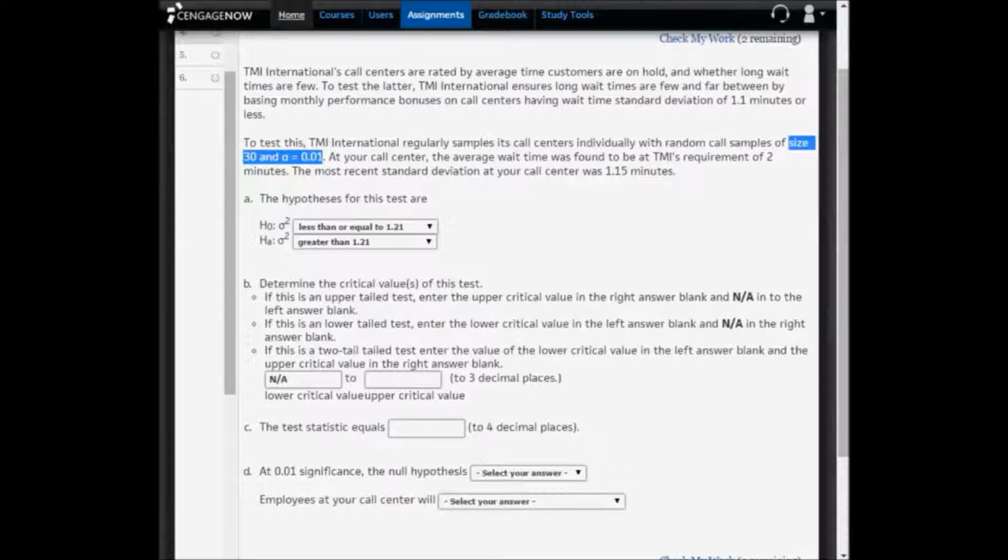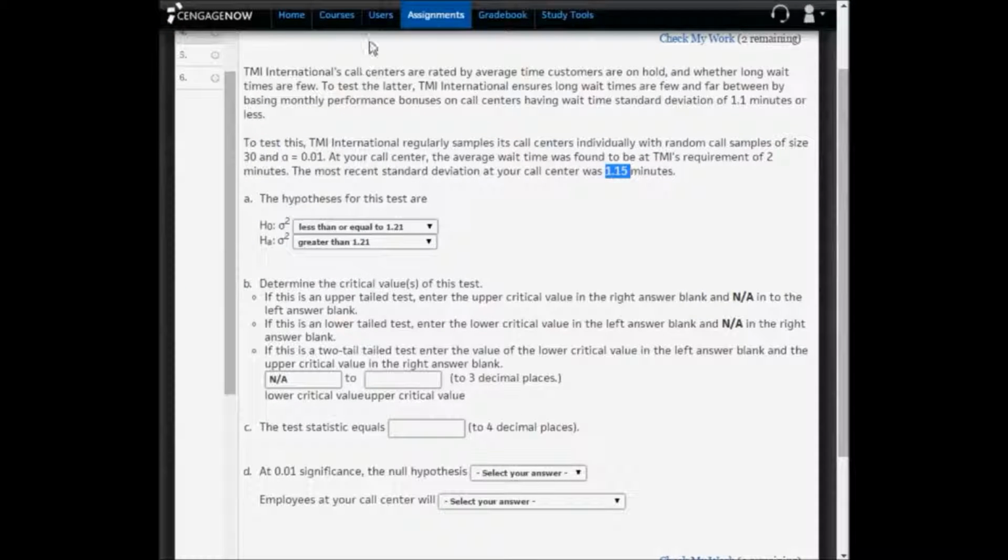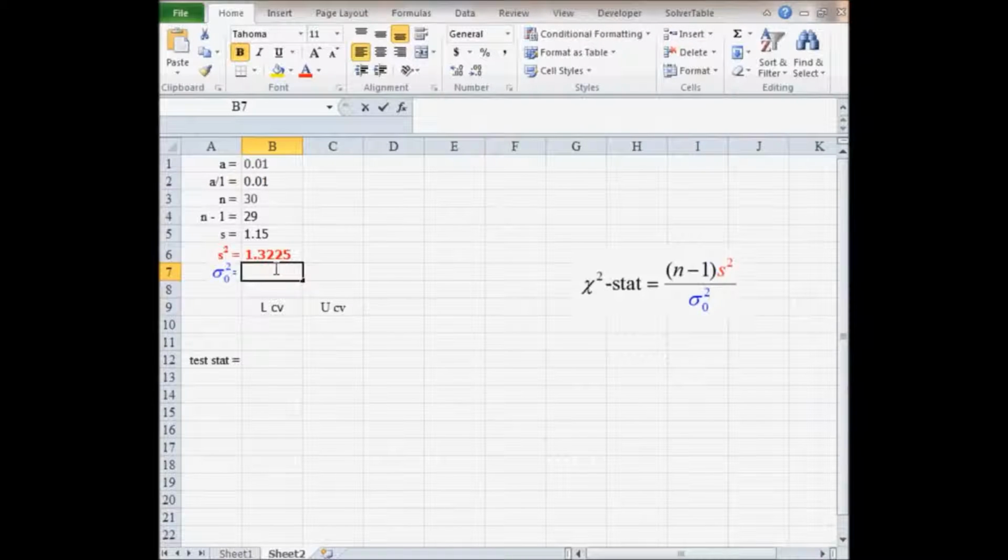The sample standard deviation was 1.15. So the sample variance is the square of that. The hypothesized value is 1.21. We don't need the lower critical value. We need the upper critical value.